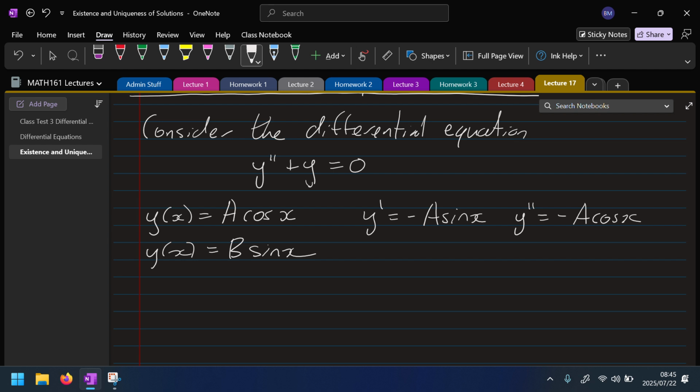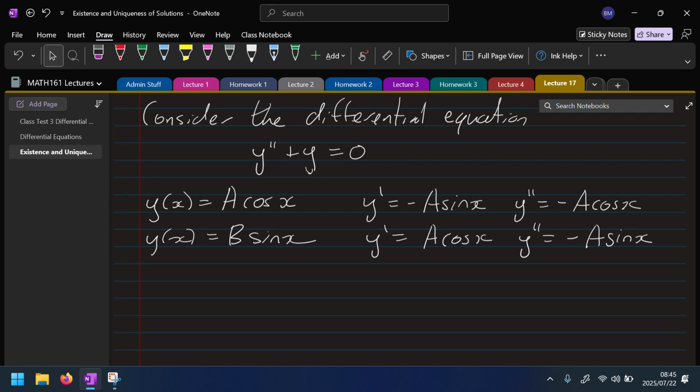We check that it works. y of x equals b sine x. It's different, but it also works. So let's check that. So y prime, that will be b cos x, and y double prime, that will be minus b sine x. And again, if we take y double prime plus y, it cancels and we get 0. Right, left-hand side equals right-hand side. So both of these are solutions.